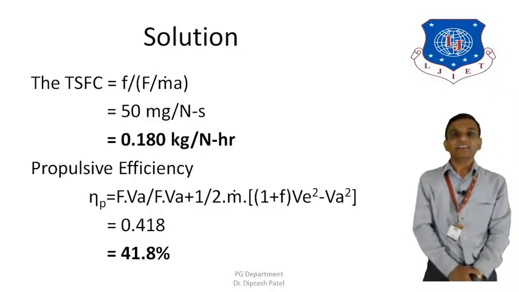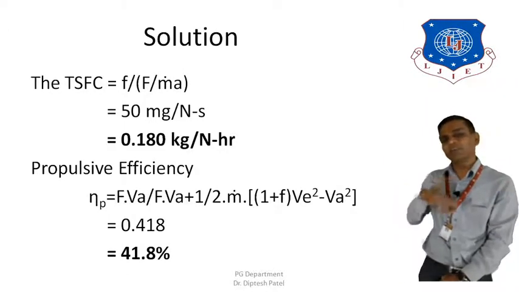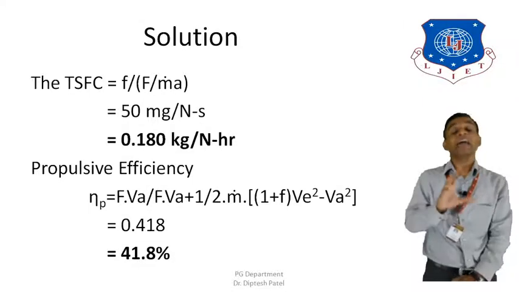And the last finding is the propulsive efficiency, and the propulsive efficiency eta p is equal to F into Va divided by F into Va plus 1 divided by 2 m dot inside the bracket 1 plus f into Ve square minus Va square. So after putting the values here, since we got all of them, we would be able to find out eta p, which is equal to 0.418, and after conversion to percentage, that would become 41.8 percent. So this is the value of propulsive efficiency of the pulse jet engine.